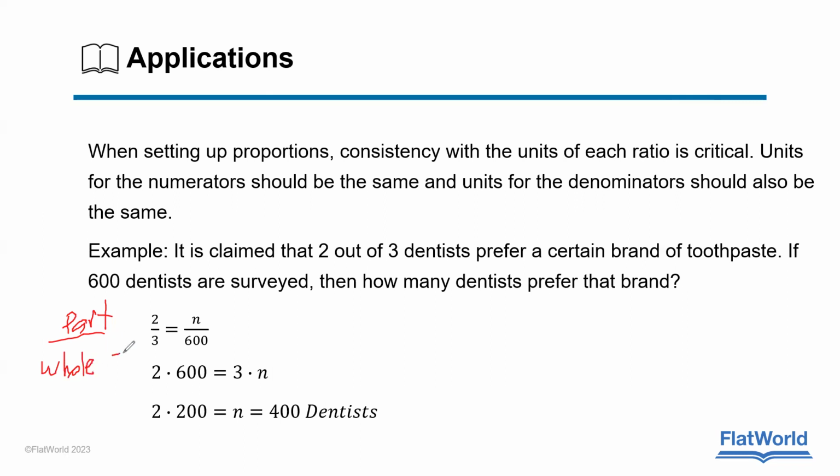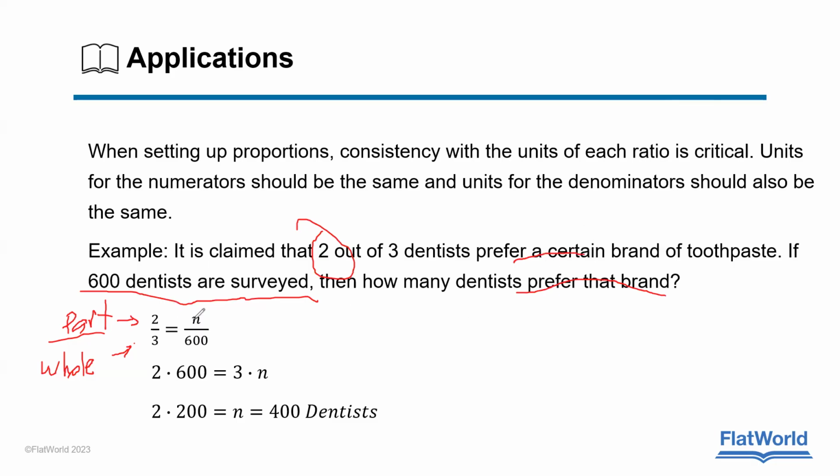So the part is 2, and the whole is 3. That's where I say you have to understand the word problem. They didn't say anything, but they say if 600 dentists were surveyed, then how many prefer that brand? It said 2 out of 3 prefer a certain brand. The 2 out of the 3 prefer the brand. That's the part.